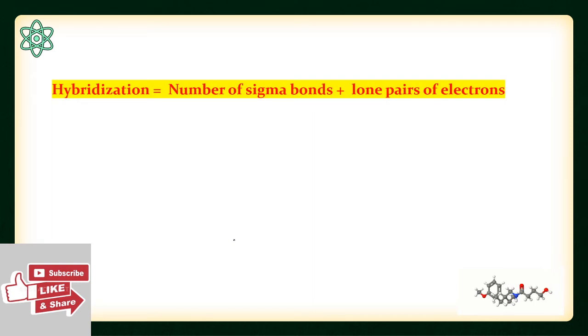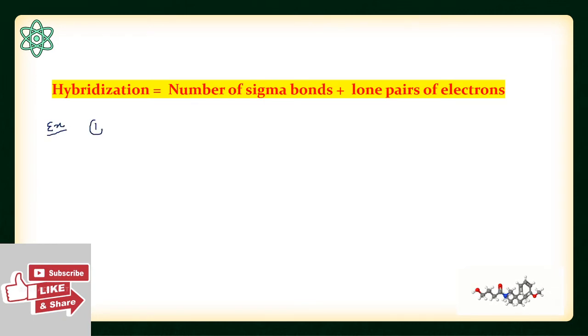Now, how to calculate hybridization? In the exams, they give you a compound, and they ask you to find the hybridization of any one of the elements in that compound. Hybridization can be calculated by a simple formula, that is number of sigma bonds plus lone pairs of electrons. Number of sigma bonds attached to that particular element, and the total number of lone pairs of electrons. This very simple formula can give you the hybridization. So let us take a few examples.